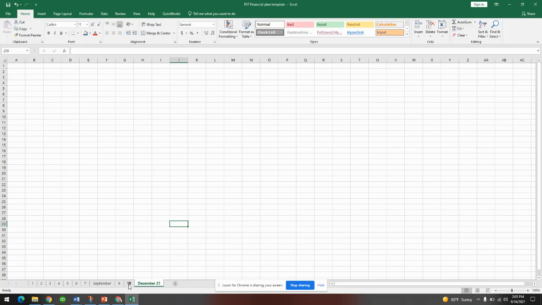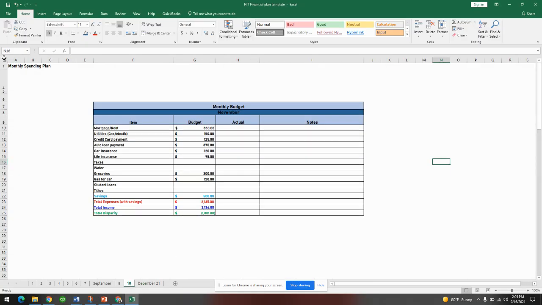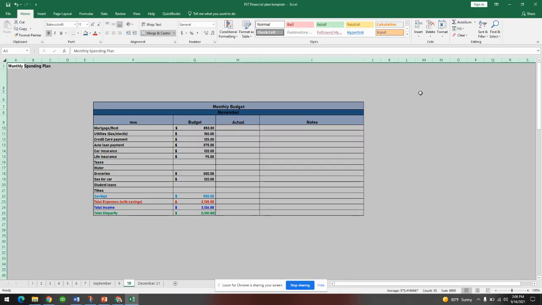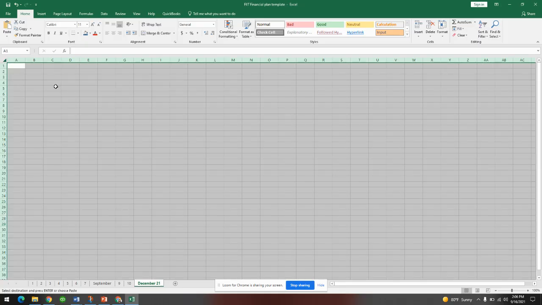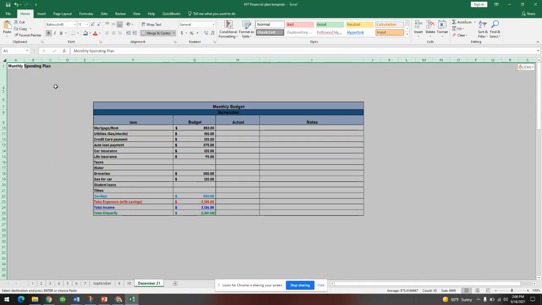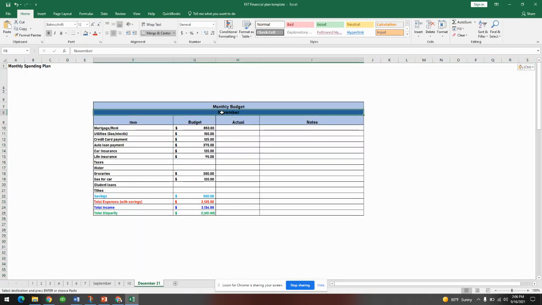When you are ready, all you have to do is copy and paste. So you see this little arrow here? We're going to just click on that, left click. It will highlight the whole sheet. Then you can do Control C. It copies the entire sheet. Go to December 21. Click that little arrow again. And now do Control V. That's paste. And voila. All we have to do is change this to December and then make sure all of our numbers are the same and start over for the next month.